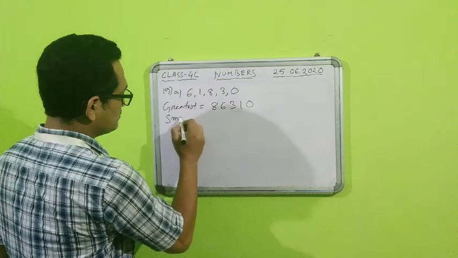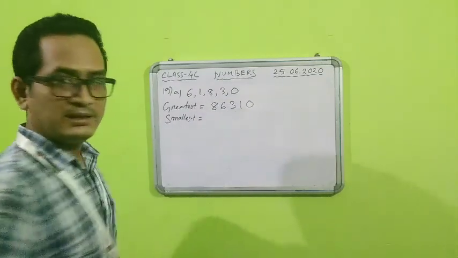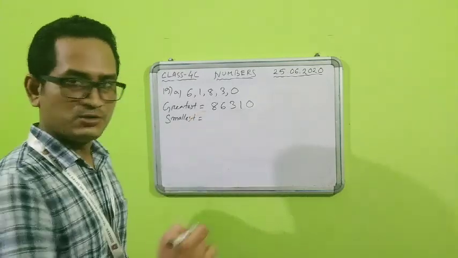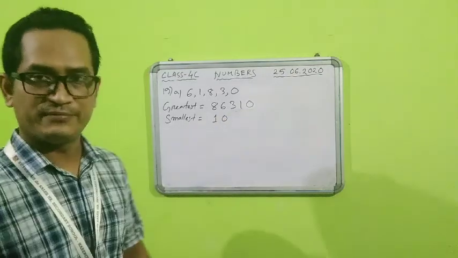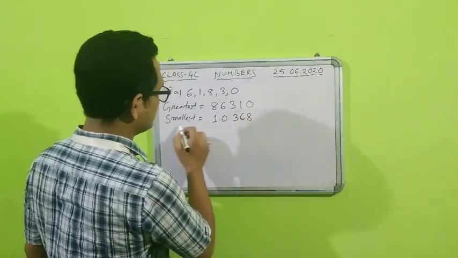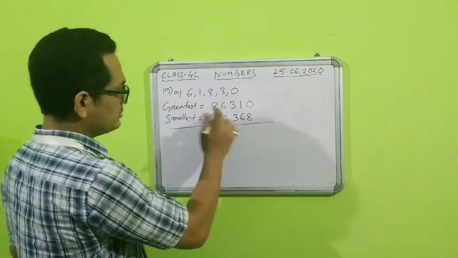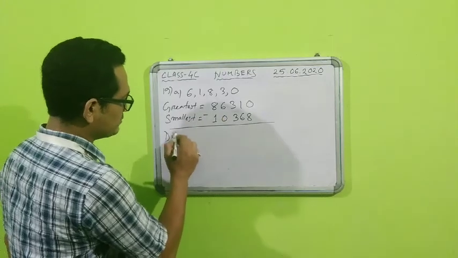Now the smallest number. If you see, we need to arrange them in ascending order. But student, there is 0, so 0 cannot come here. So what will come? 1 will come in the extreme left, then 0 will come. Fine. And then the rest, 3, 6, 8, will come in ascending order. Now we need to do the subtraction because we need to find out the difference. So difference equals.